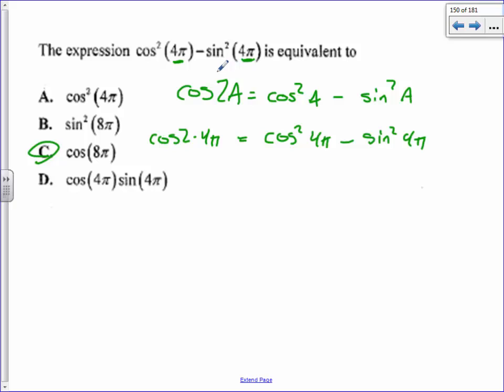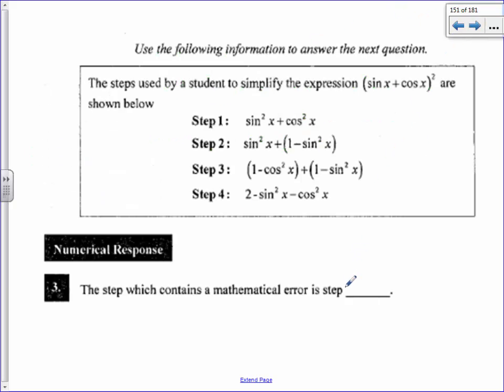Did you just try that? Did it work? Okay. Did that make sense? Yes. Cool. Try another one.